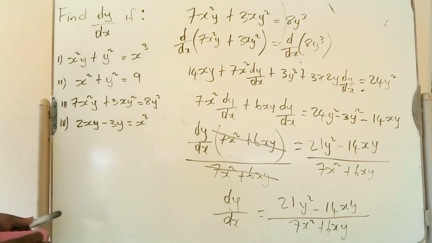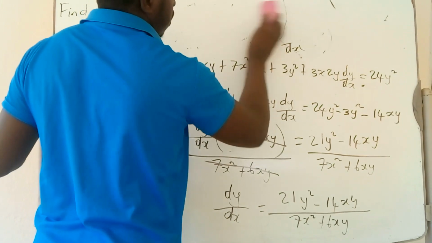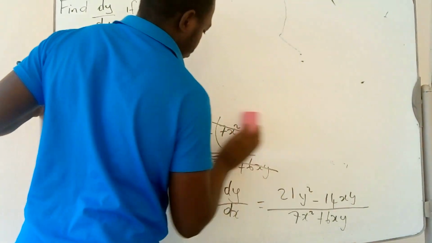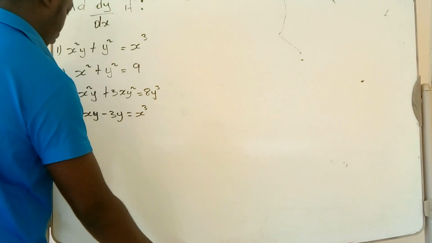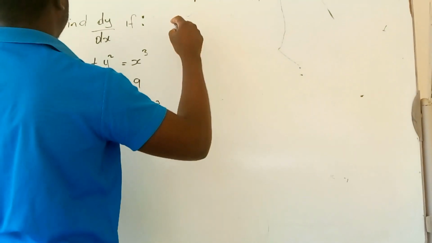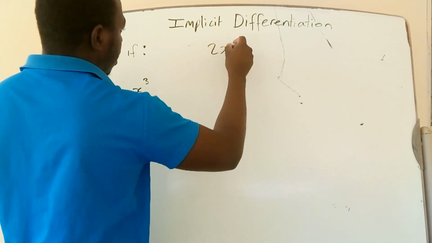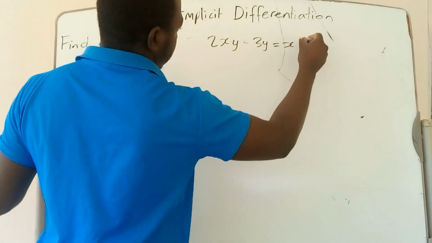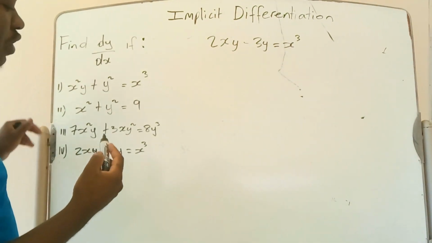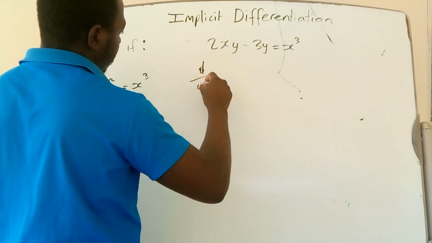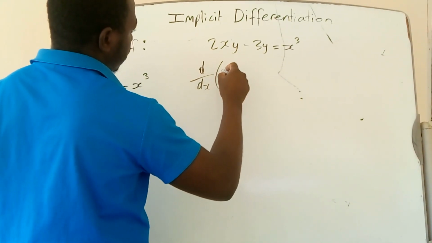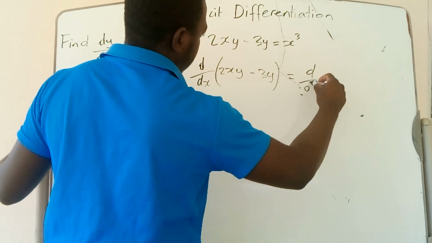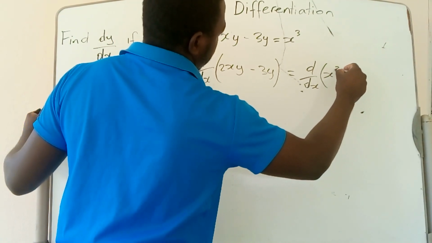We only have one more example to solve, so let's just go straight into it. The last example says find dy by dx if 2xy minus 3y equal x cubed. Again, you're going to differentiate both sides with respect to x. So differentiate this side with respect to x. So that would give you d by dx of 2xy minus 3y, all in bracket, equal to d by dx of x cubed.